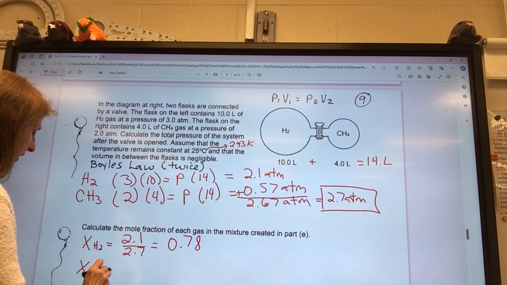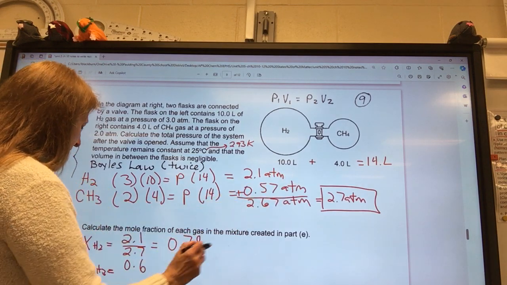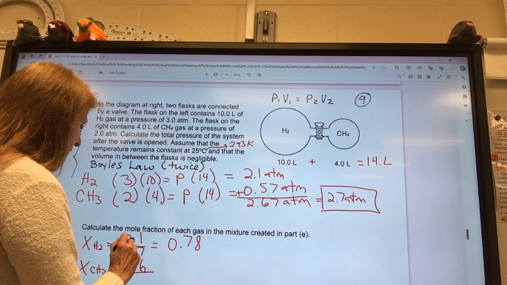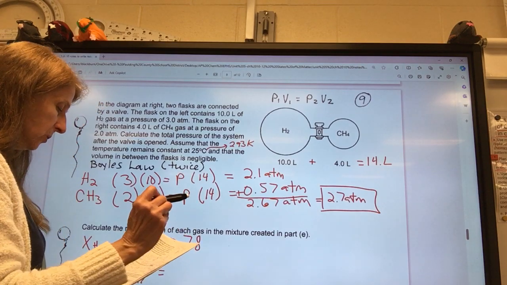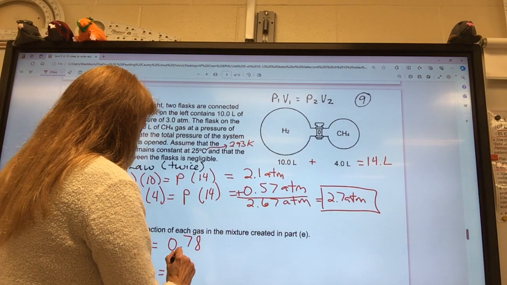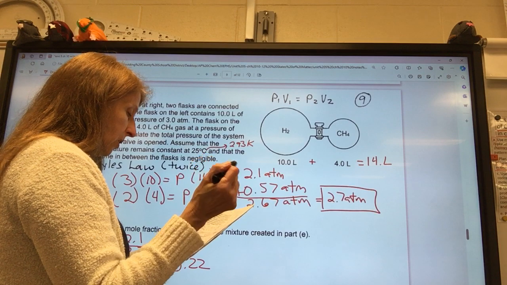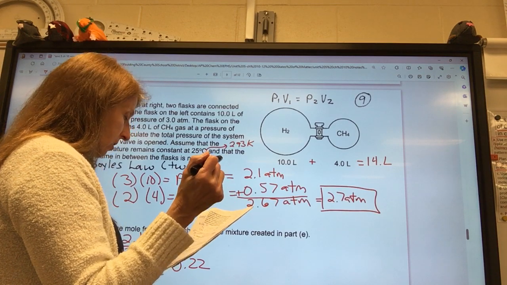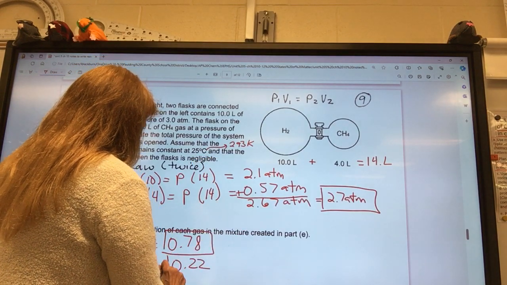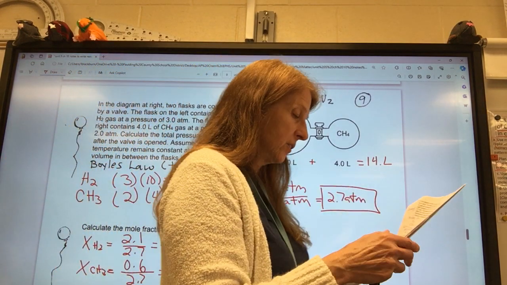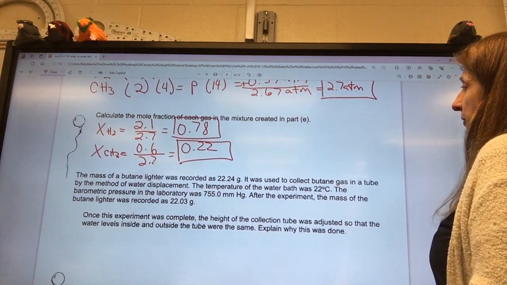And then we can do the methane, X of CH4. It's 0.6, I just rounded that off, divided by the whole pressure, 2.7, equals 0.22. All right, so that's it. Put little boxes around it. There's another way you can do it that they show you in the book also, if you want to see more than one way to do it.